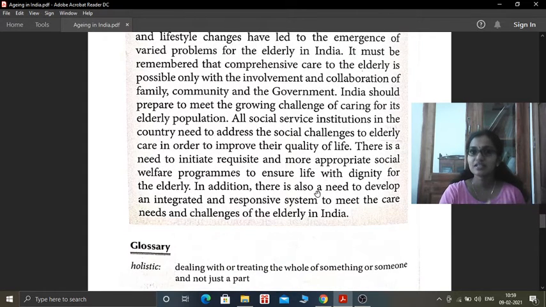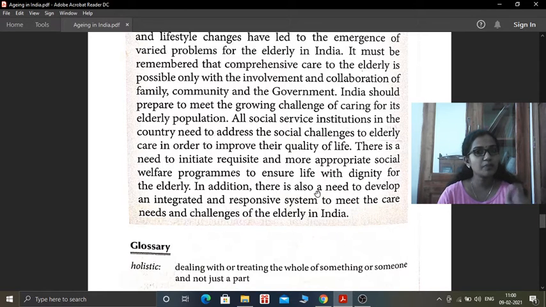When the challenges are increasing, our responsibilities are also increasing. It must be remembered that comprehensive care to the elderly is possible only with the involvement and collaboration of family, community, and government. So, if you want to overcome these challenges, if you want to take care of the elderly people, it is the responsibility of the family, the society, and the government. They have to join their hands to take care of this category of people in the society.